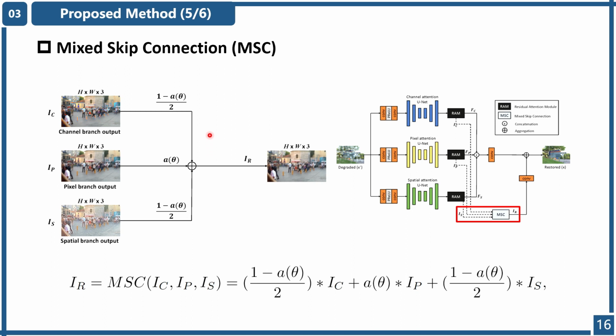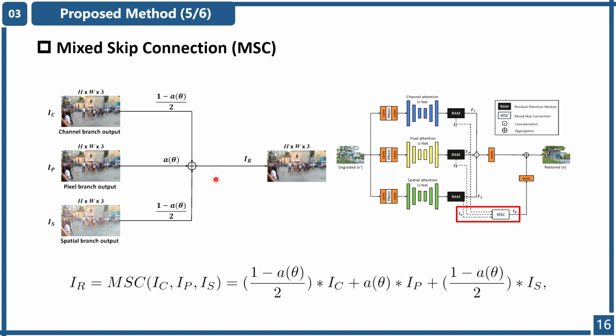In our CMF architecture, we introduce a mixed skip connection, MSC, to integrate the output image from the residual attention module of each branch. As shown in this figure, MSC features three input pathways and utilizes a learnable parameter, f of theta, to optimize the entire architecture through backward propagation.